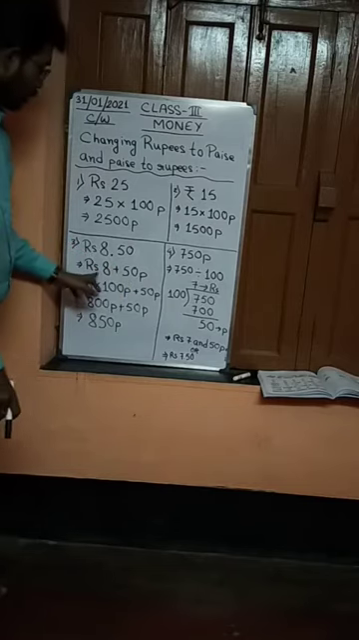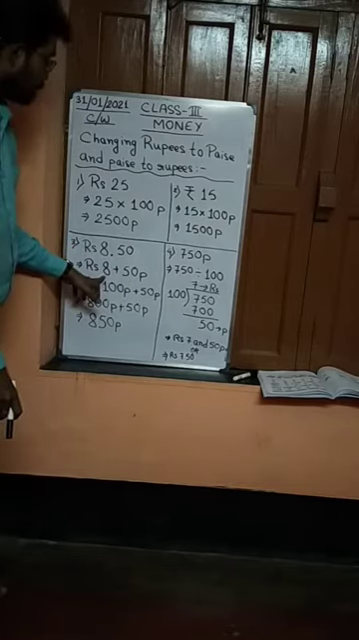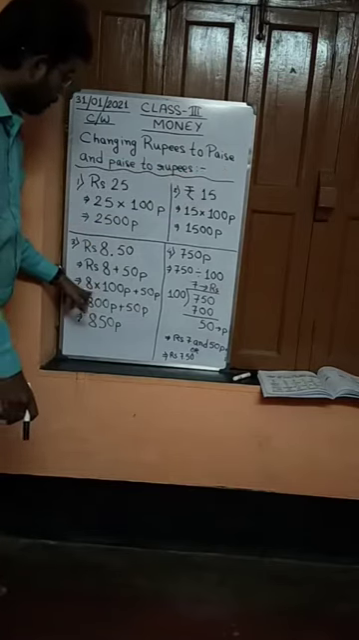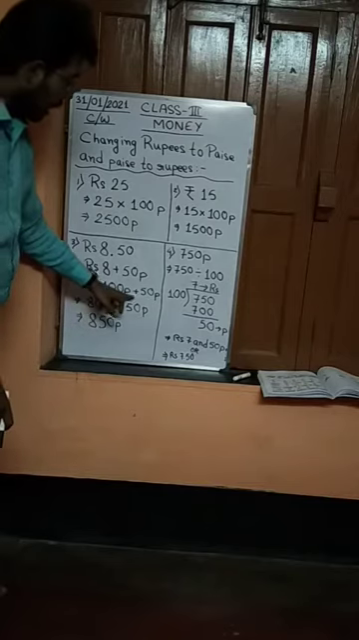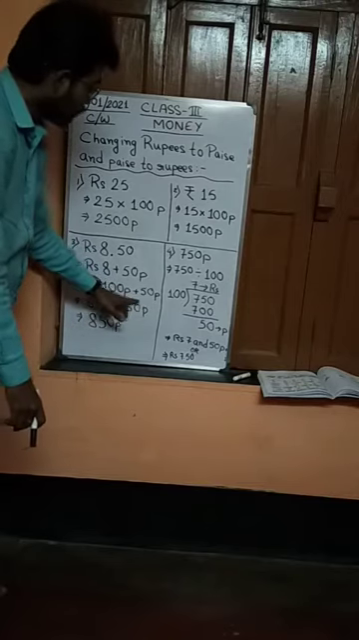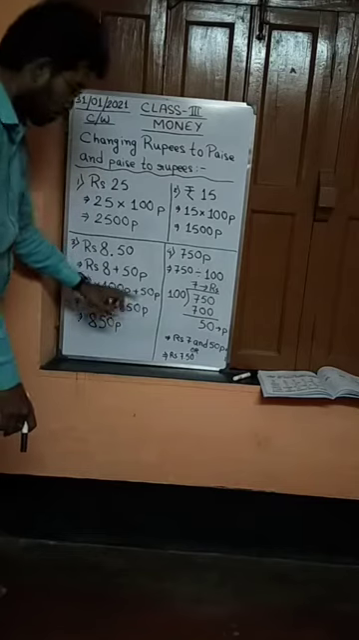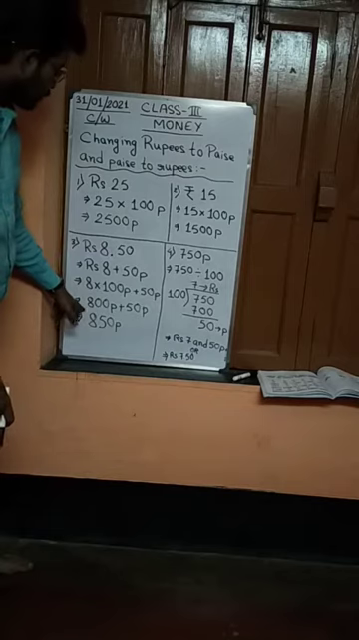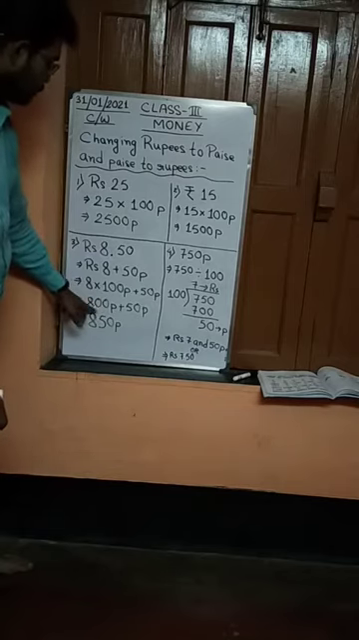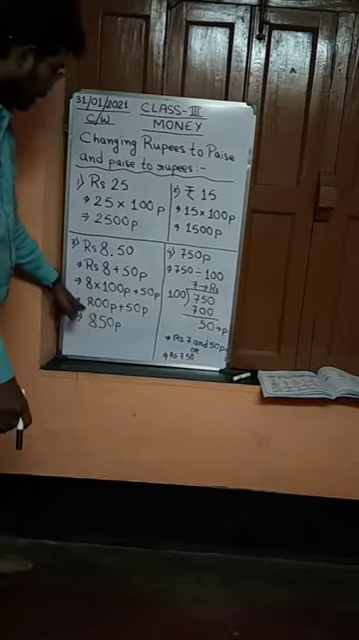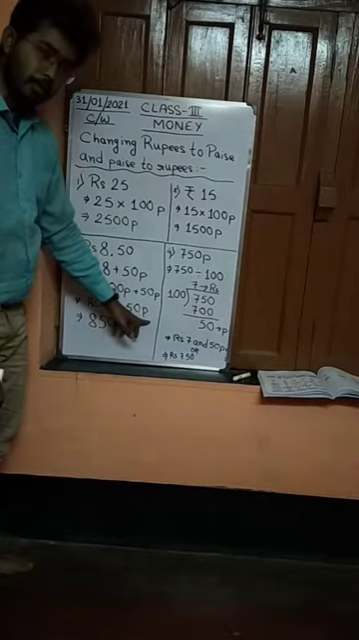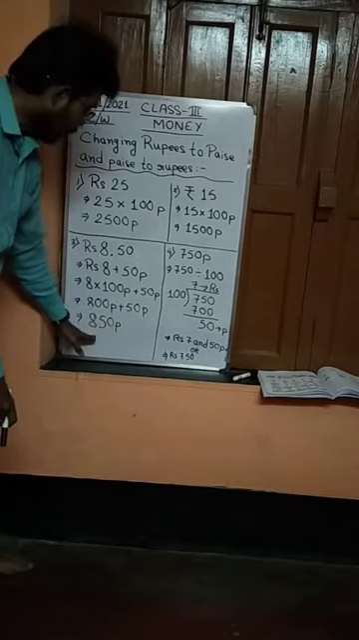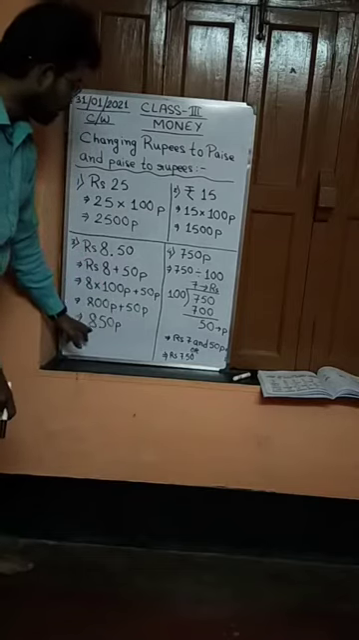So now I have to convert these 8 rupees into paise. So next, I have just multiplied 100 with 8 and I have kept the 50 paise as it is. Okay students, after multiplying 100 paise into 8, you will get the answer as 800 paise. See, 800 paise plus 50 paise. You will add, and after that you will get the answer as 850 paise.